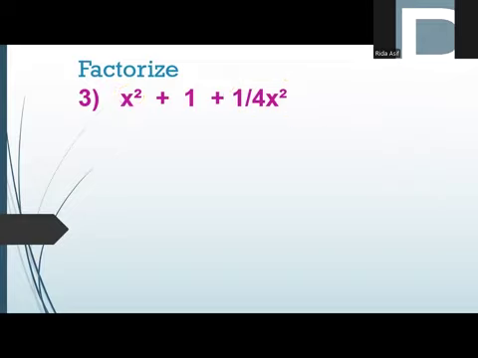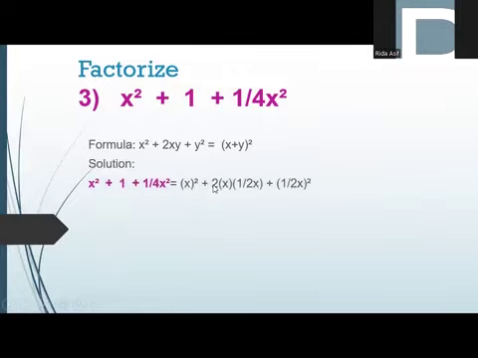So what about the middle term? We have to check whether the middle term is the 2xy term. If it is the 2xy term, then we can simply enclose it within brackets and put the square over that. We can apply the formula of x square plus 2xy plus y square. Now let's come to the solution.